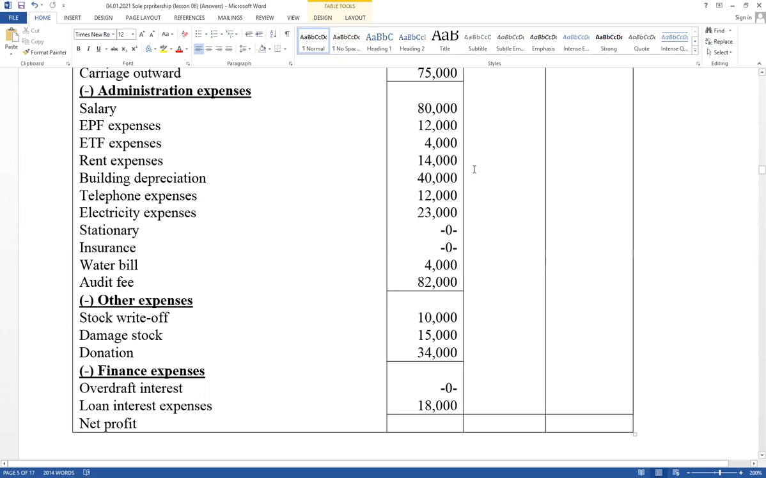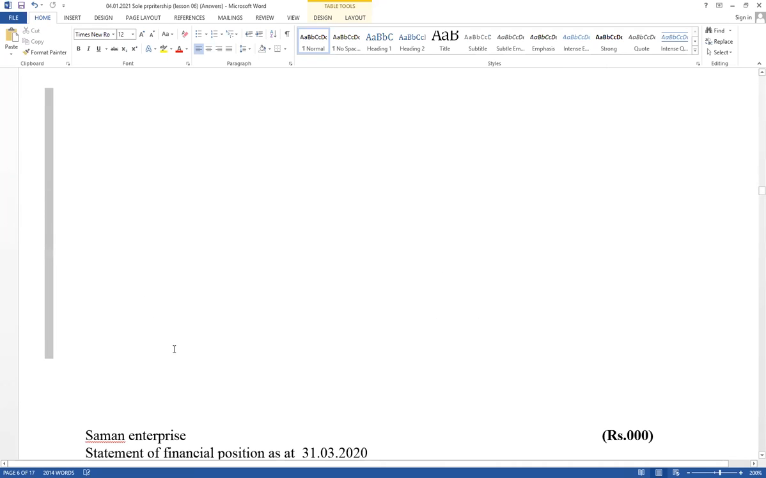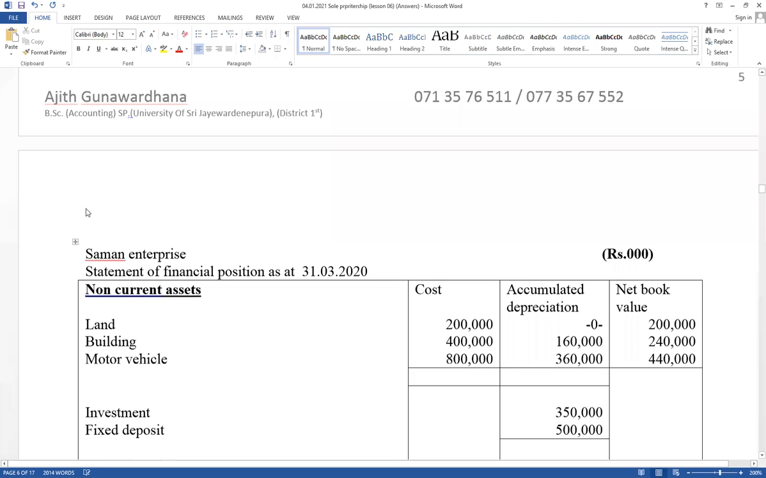Think about under administration expense, what kind of expense should be included. And stock written off, damage stock, and donation should be included under expense. Then finance expense, bank OD. If it has given OD interest, should be included, but in this example, not given. But loan interest available. Think about all the income and expense should be included in income statement. And think about financial position. Assets, liability, and equity should be included in financial position.